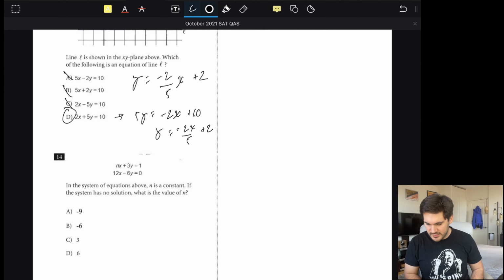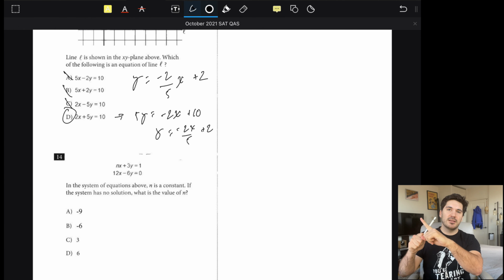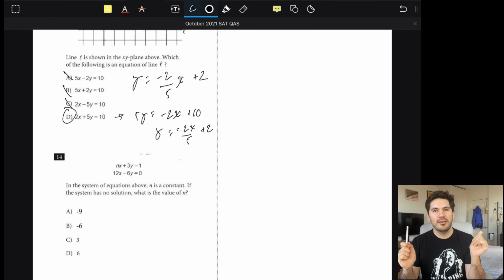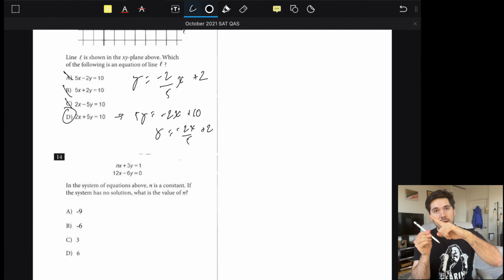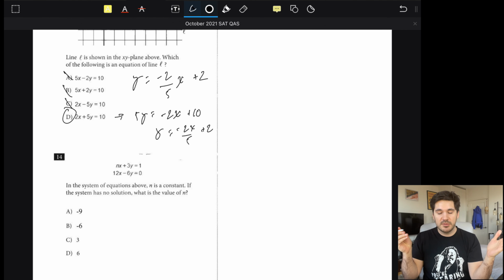Okay, number 14. In the system of equations above, n is a constant. If the system has no solutions, what is the value of n? No solutions means the lines never intersect. The only types of lines that don't intersect are parallel lines. So what is true about parallel lines? Their slopes are the same. That's why they're like same slope constantly.